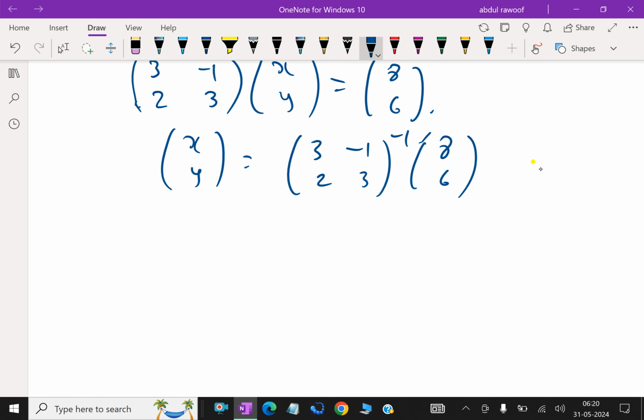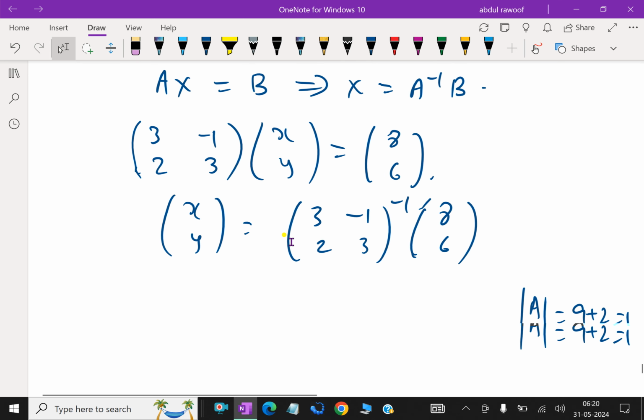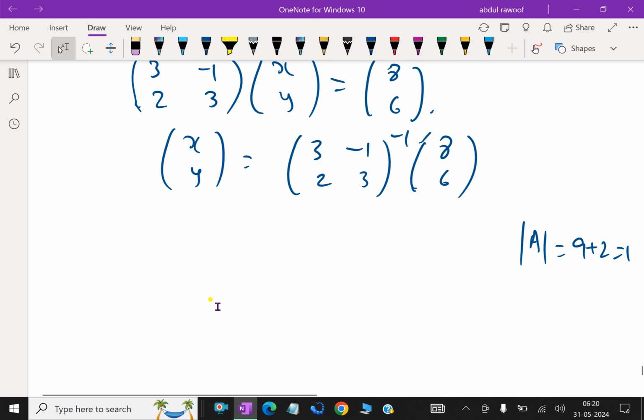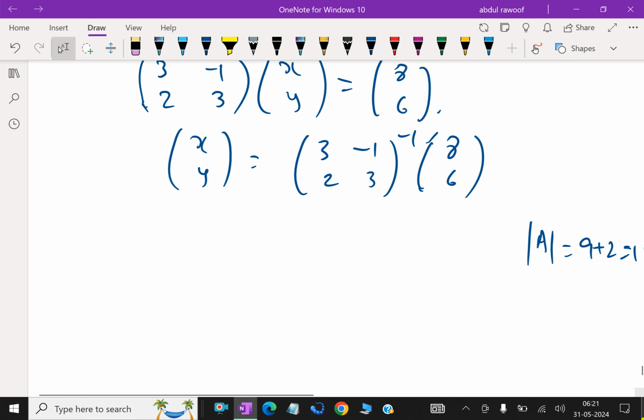Now we have to find this. Let this matrix be A, therefore determinant A is 3 3s are 9, the crossing, 2 into minus 1 is minus 2, then minus of minus 2 is plus 2, which is 11. So the determinant is 11.